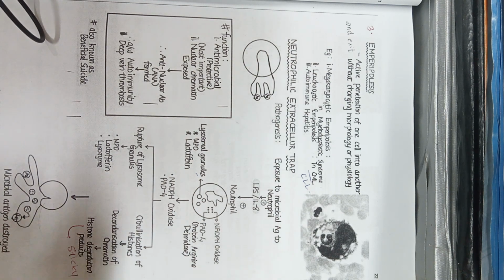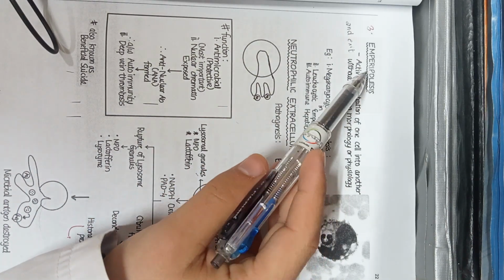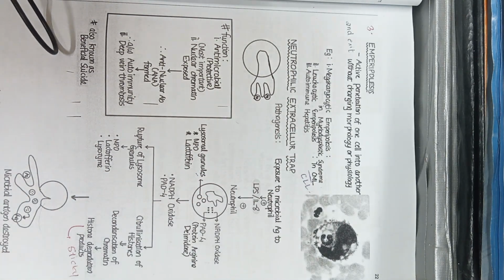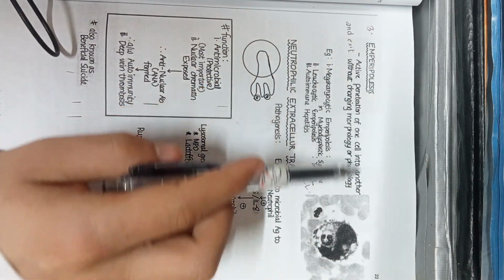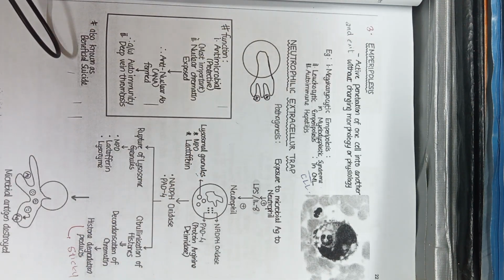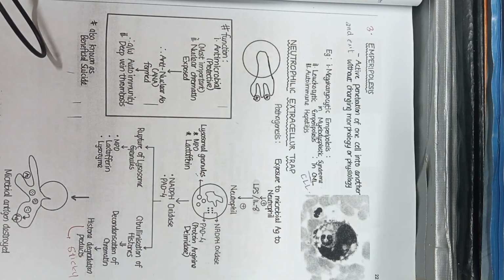We are going to start a topic called emperipolesis. What is meant by emperipolesis? Emperipolesis means active penetration of one cell into another cell without changing morphology or physiology. Active penetration of one cell into another and exit without changing morphology or physiology.